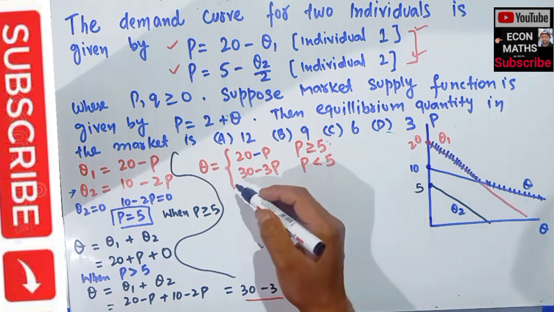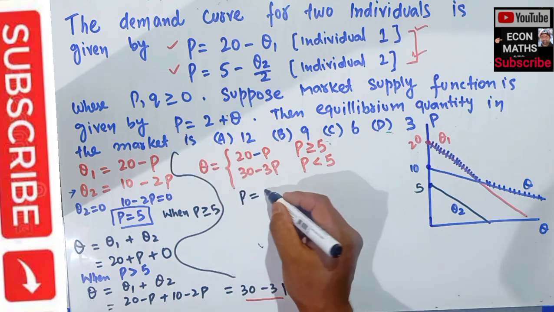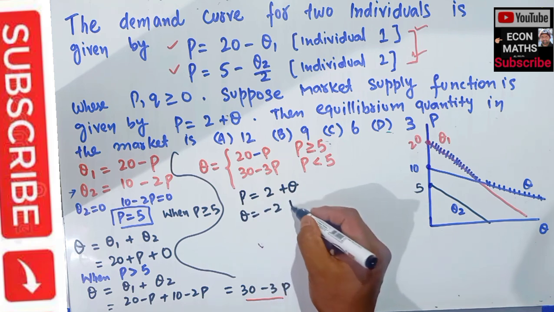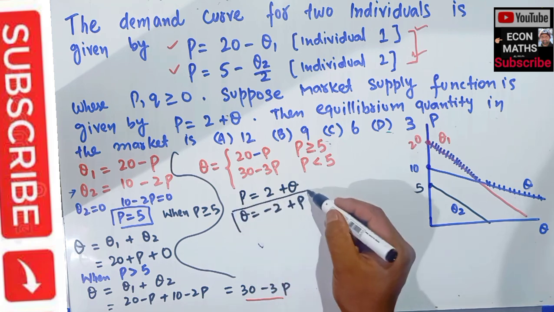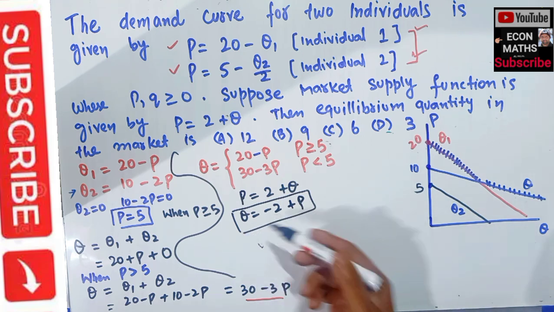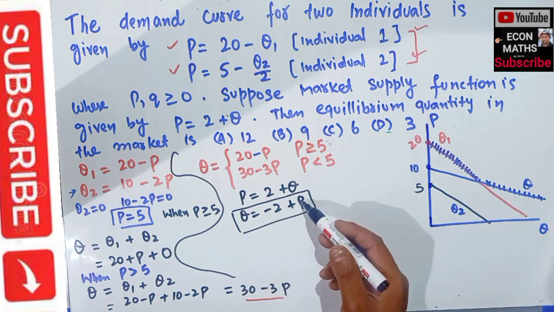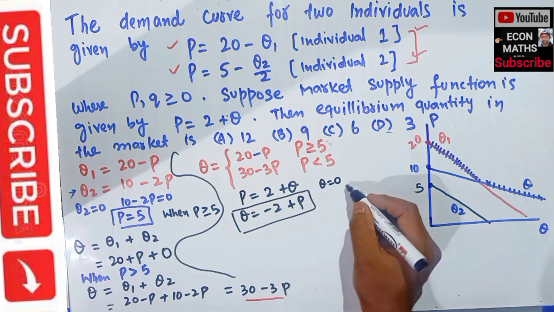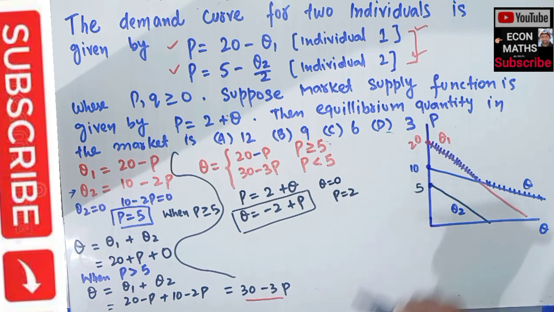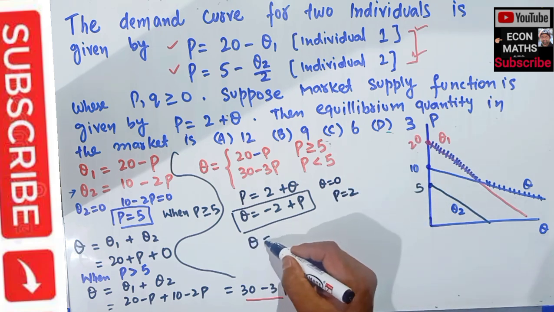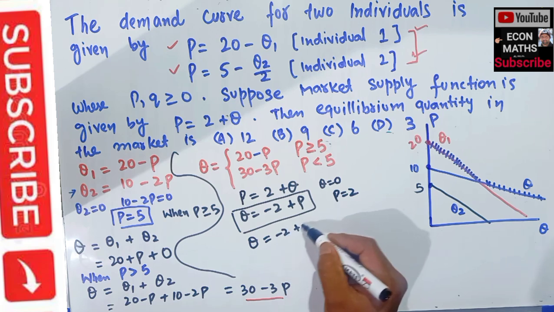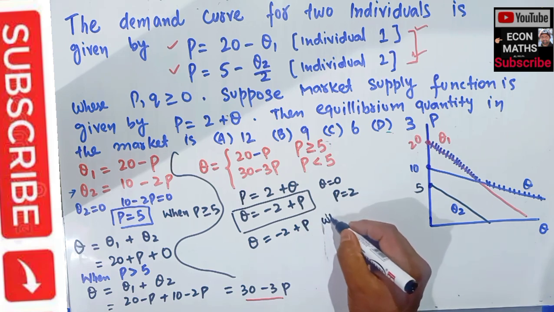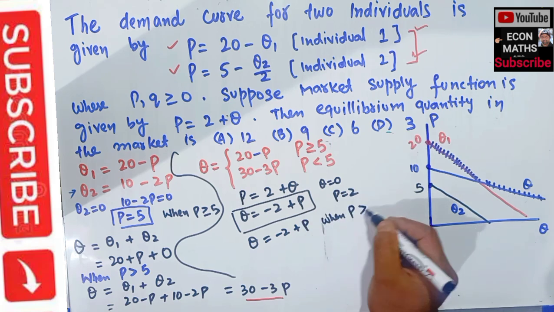Now what is the supply function? Supply function is p is equal to 2 plus q. Let us solve it for q. That means q will be equal to minus 2 plus p. Here also we can see when q is equal to 0, p will be equal to 2. That means our market supply will be equal to minus 2 plus p, when price is greater than 2.